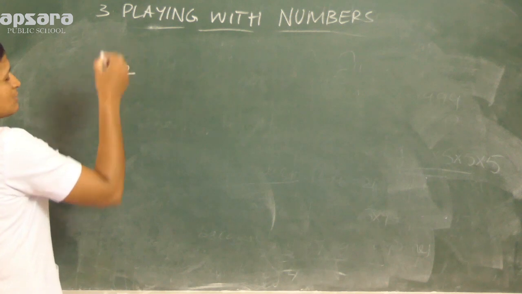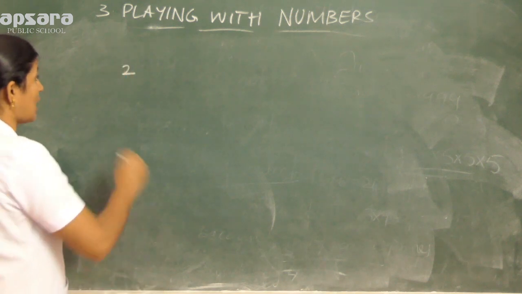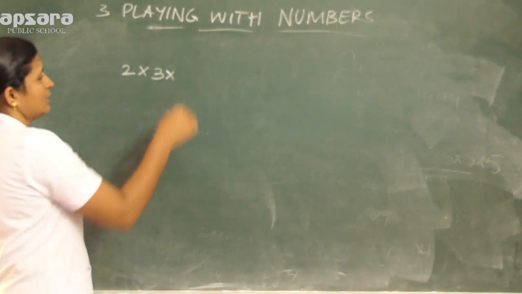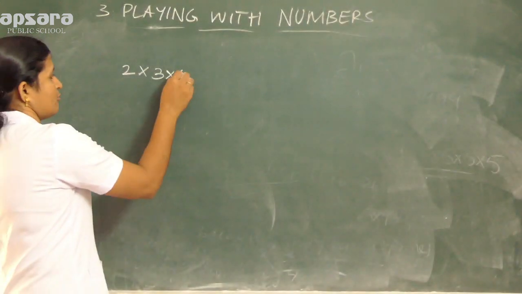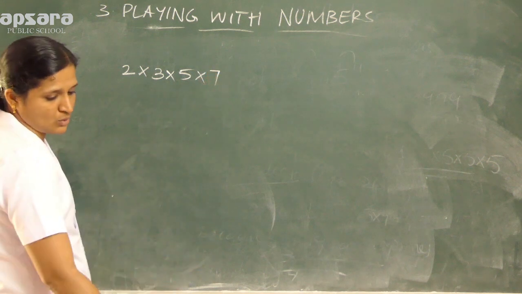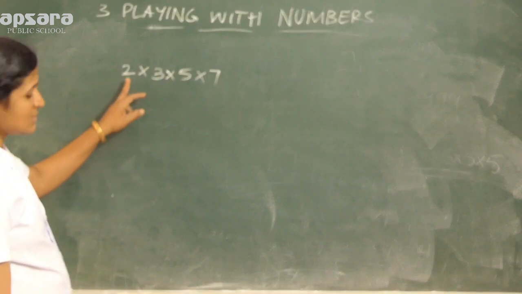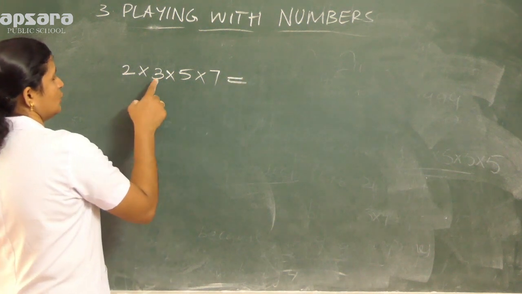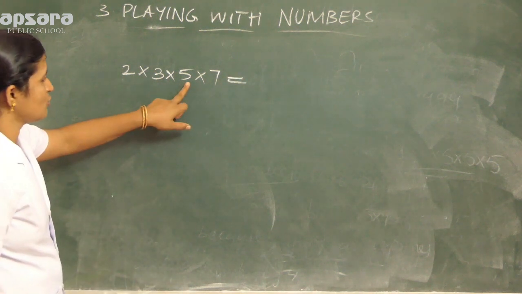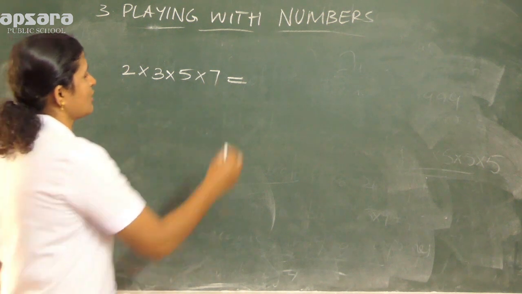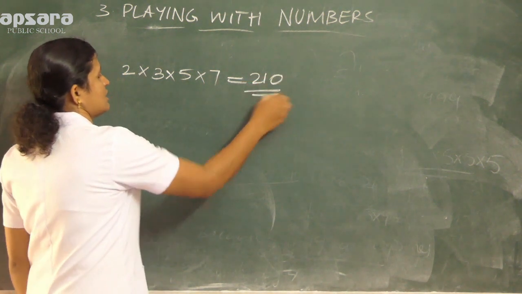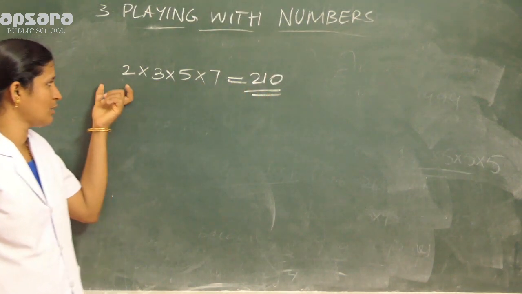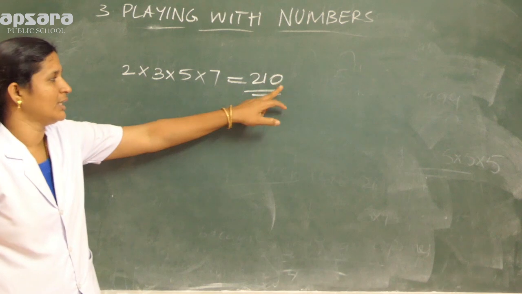The first smallest prime number is 2, right? And the second prime number is 3. And the next 5. Next 7. 2, 3, 5 and 7, right? Find out the product. 2 into 3, 6. 6 into 5, 30. 30 into 7, 210. So what is the answer? The smallest number which has 4 different prime factors is 210.